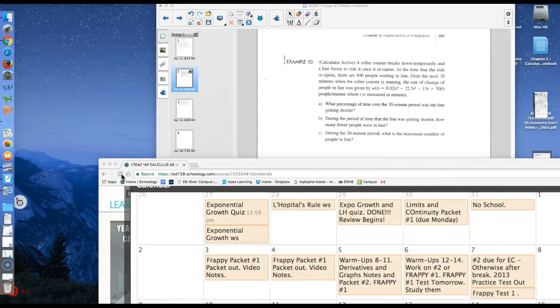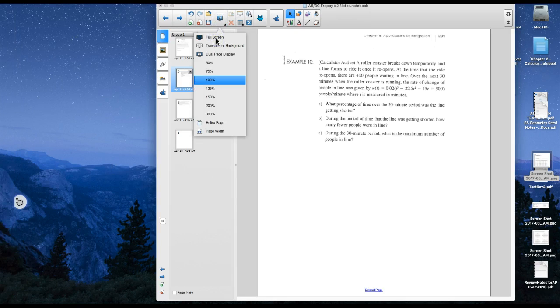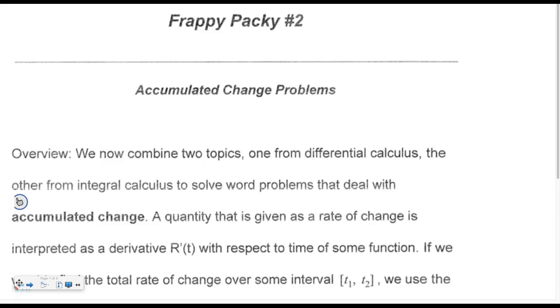All right, so next up, we're going to start Frappy number 2. Frappy number 2 goes better for most people. Here's why. It's much more common sense. In Frappy number 1, things were arbitrary. You didn't know what F was. You didn't know what G was. The graph was weird. It didn't stand for anything in real life.